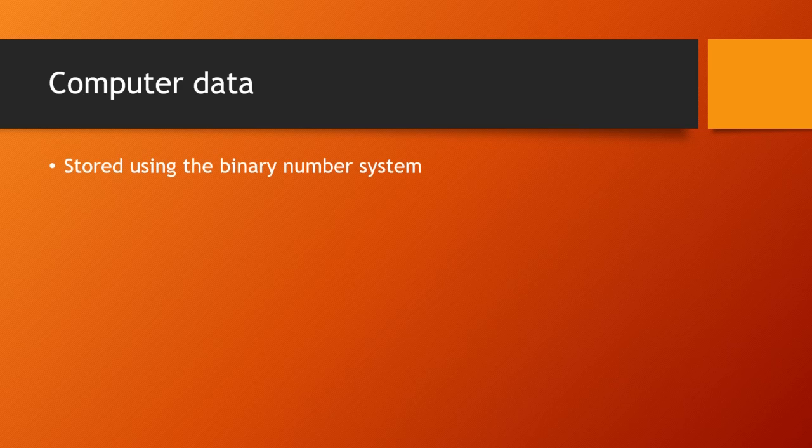The computer data is stored using the binary number system. Data can be organized into files. Do you remember what binary number systems are? This is a number system that is composed of ones and zeros. And this is the only system or language that a computer can understand.